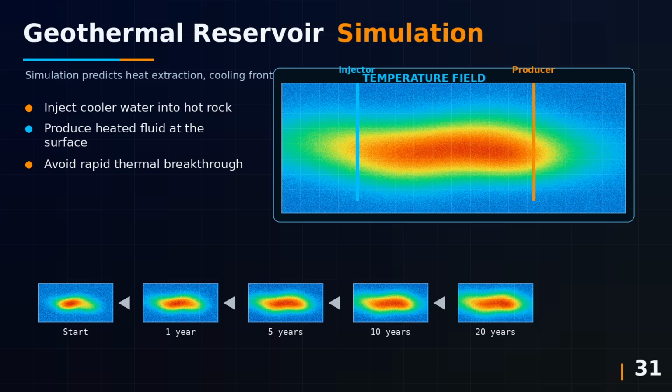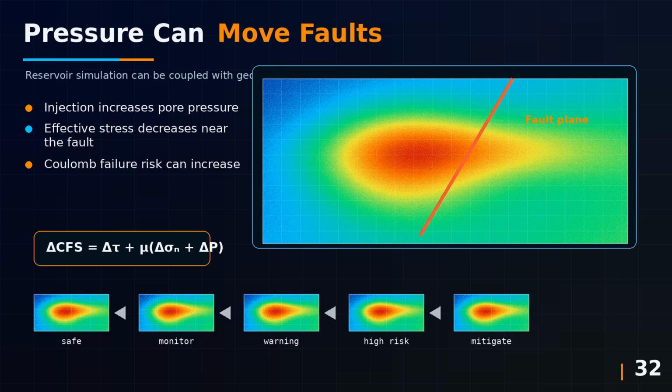Now that we understand geothermal reservoir simulation, let us move to pressure can move faults. Pressure changes can influence faults. When pore pressure increases, the effective normal stress on a fault may decrease. This can make the fault easier to slip if shear stress is already close to failure. This is the basic mechanism behind some cases of injection-induced seismicity. The slide shows pressure interacting with a fault zone.